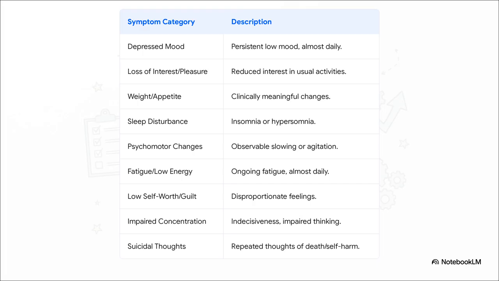So what are these symptoms? Well, there are 9 of them, straight from the DSM-5. And as you can see, they cover a whole spectrum of human experience. You've got physical changes like sleep going haywire or big shifts in appetite. You've got cognitive issues like trouble concentrating. And of course, you have those deeply painful emotional states like feeling completely worthless. But remember, for a diagnosis, these can't just be fleeting feelings. They have to cause real, significant distress or mess up a person's ability to function day to day.